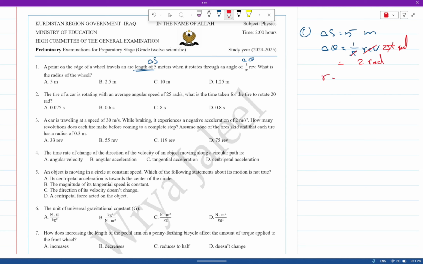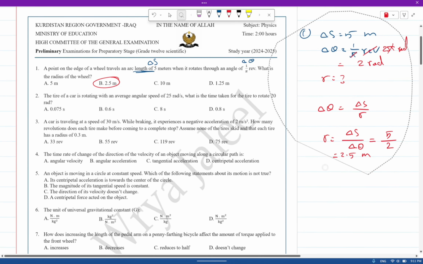Now find the radius. We know that delta theta is equal to arc length divided by the radius, as you know. So the radius, making it the subject, is equal to arc length over delta theta. That is 5 divided by 2, which is clearly 2.5 meters, since it is the radius. And that is option B here.